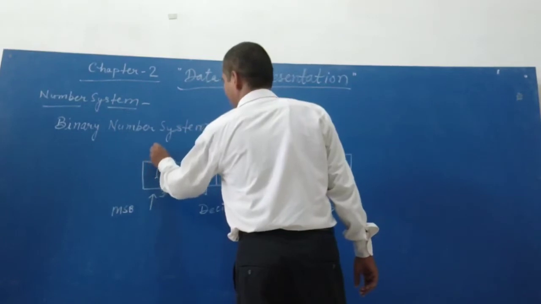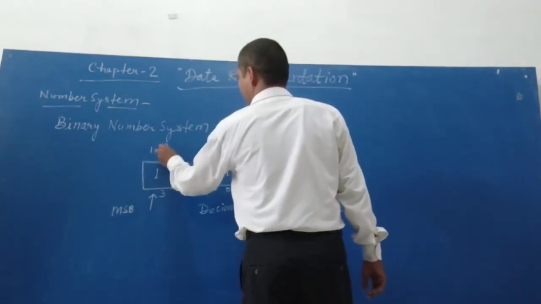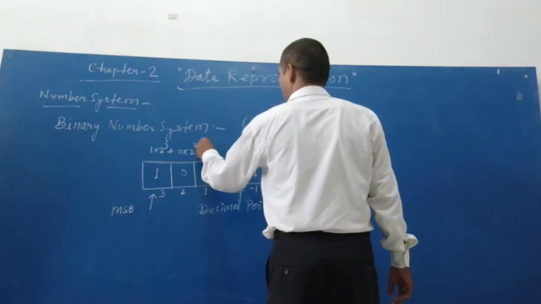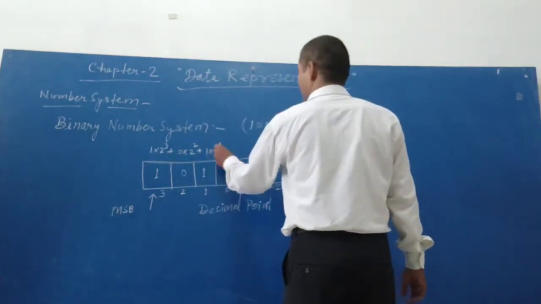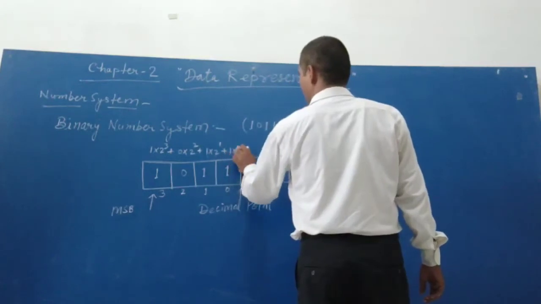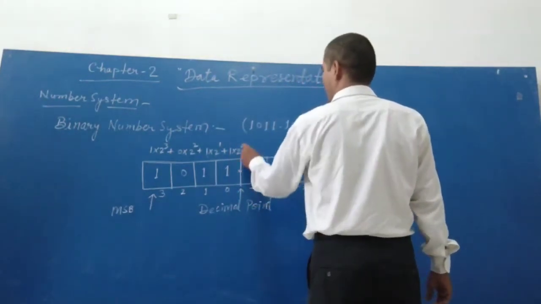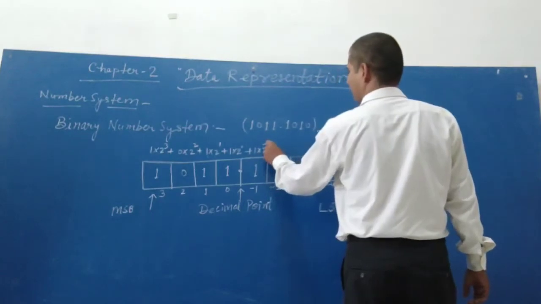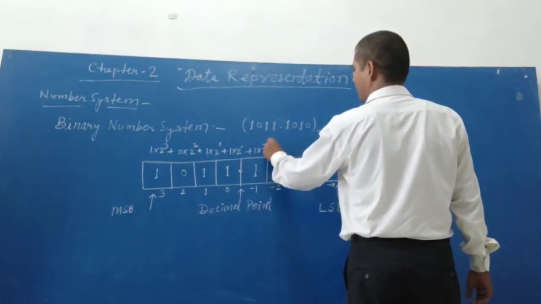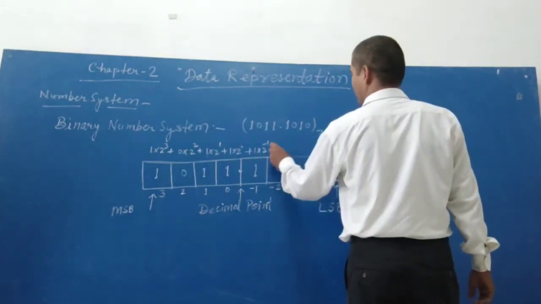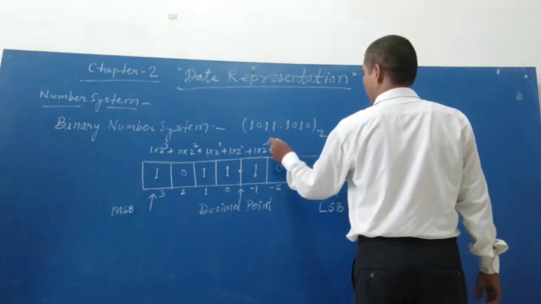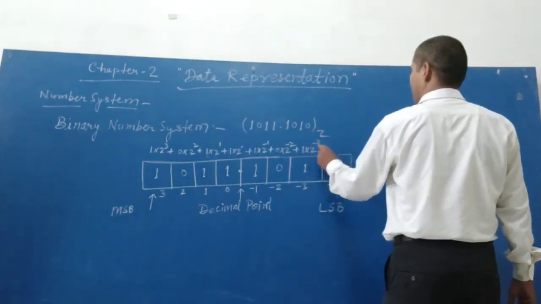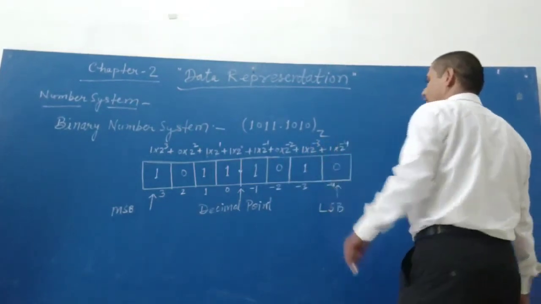Same method: 1 into 2 to the power 3, plus 0 into 2 to the power 2, plus 1 into 2 to the power 1, plus 1 into 2 to the power 0, plus 1 into 2 to the power minus 1, plus 0 into 2 to the power minus 2, plus 1 into 2 to the power minus 3, plus 1 into 2 to the power minus 4.